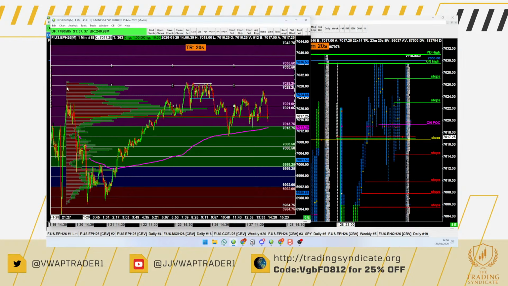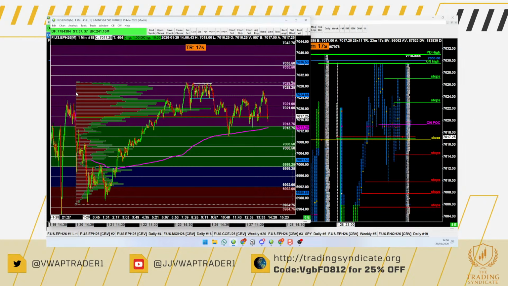Even if you take out this move, right? If you go and take out this move, and just go down and look and see, you can see all that trapped. These people are all trapped.